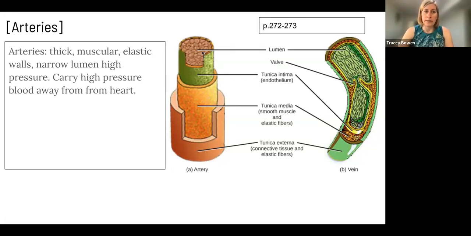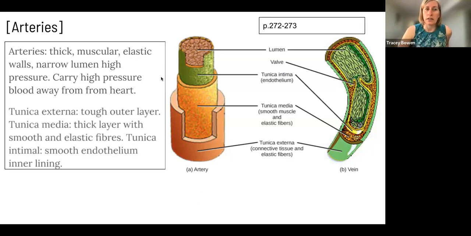There's a narrow lumen, but not nearly as narrow as the capillaries. So the lumen of an artery like the aorta might be something like that big, like a 5-cent coin kind of thing. And they're going to carry high blood pressure blood away from the heart.